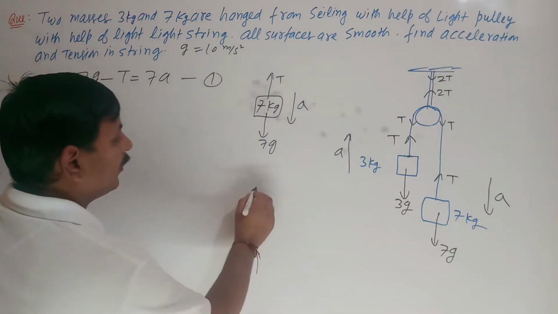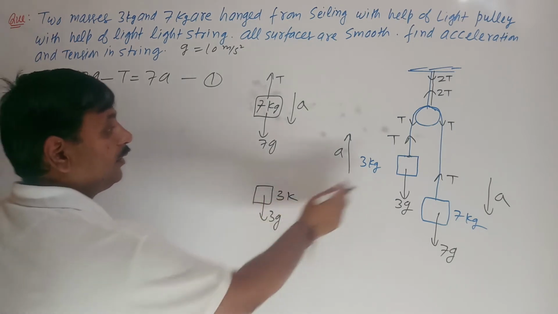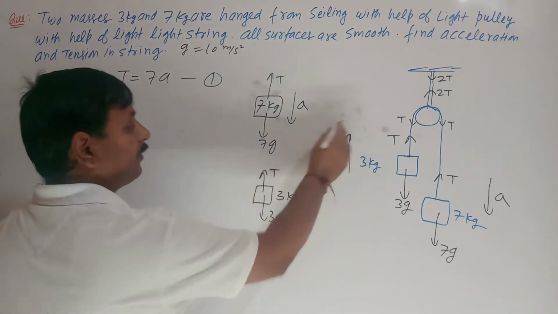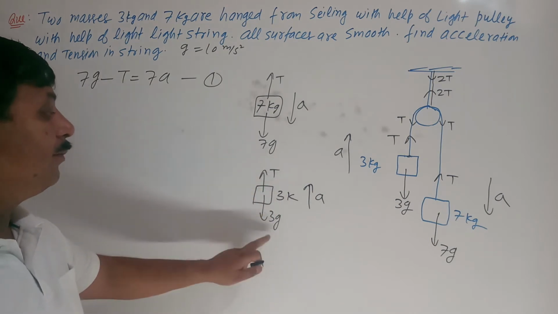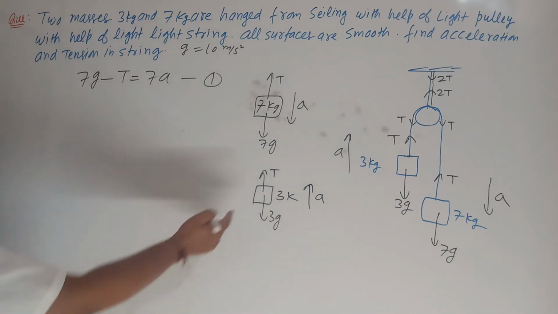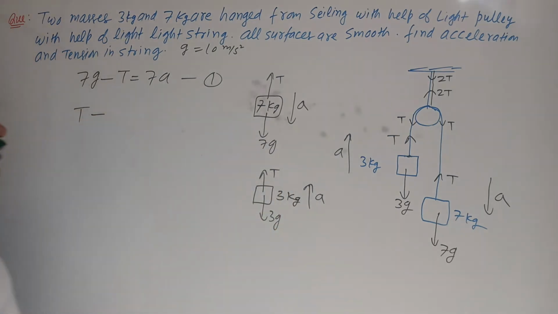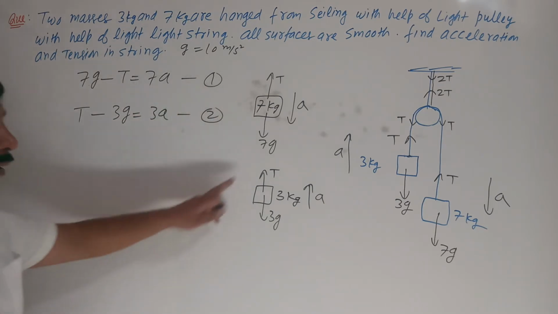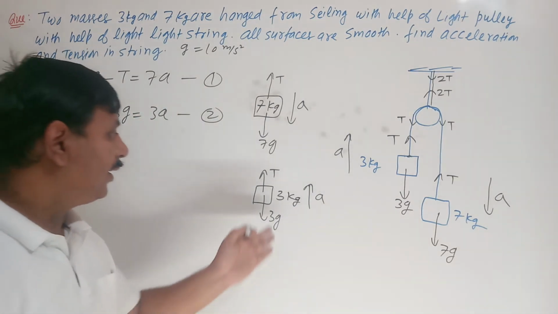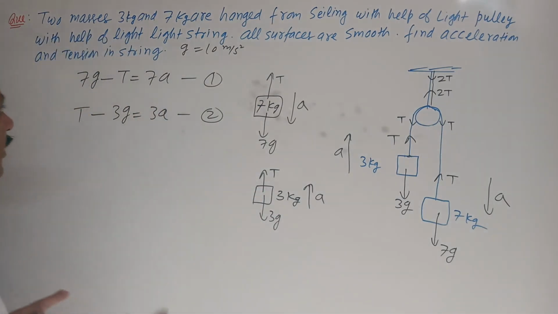In the same way, when we look at the 3 kg mass, 3g is downward, tension is upward and acceleration is upward. This means the net force is that T is more than 3g. So net force is equal to what? For the 3 kg, net force is T upward minus 3g is equal to 3a. Net force is equal to mass into acceleration, the net unbalanced force. So T minus 3g is equal to 3a.